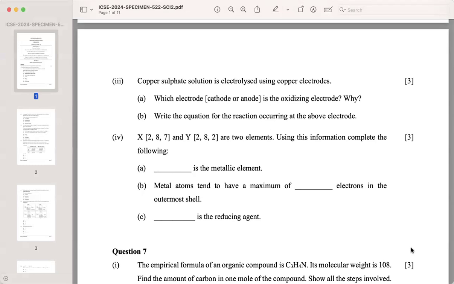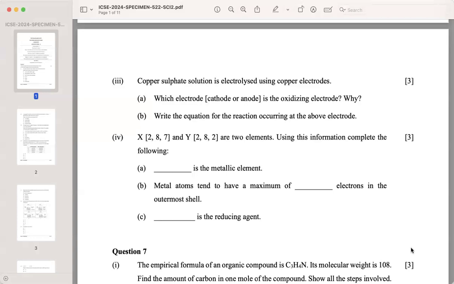Then comes your fourth part. X and Y are two elements. They have given the configuration. Now using this information, you have to complete the following. Part A, dash is the metallic element. The answer for this will be Y, because I have already told you that you have to see the number of electrons in the outermost shell. If it is 1, 2 or 3, it will always be metal. If it is 4, 5, 6 or 7, it will always be non-metal. If it is 8, it will be a noble gas. So Y is the correct answer.